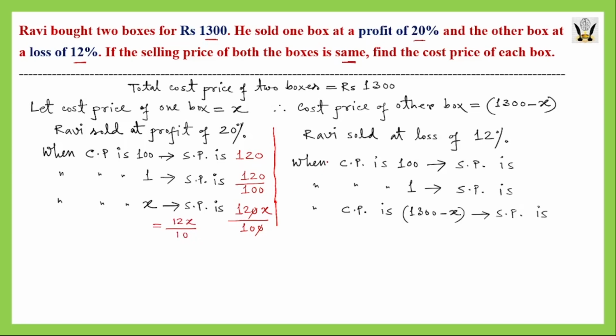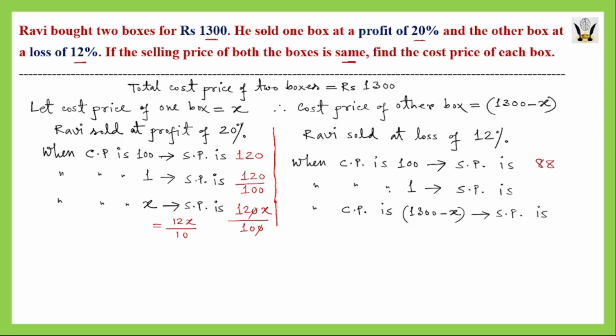Now the second box, Ravi sold that box at a loss of 12%. That means if the cost price of that box is 100, since he has sold at a loss, the selling price will be less than the cost price. So how much will be the selling price then? It will be 12 less than 100. So it will be 100 minus 12, or 88, or rupees 88.